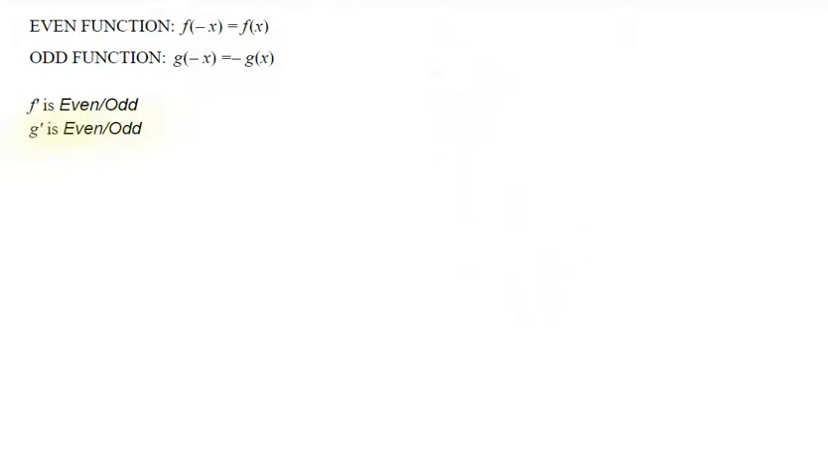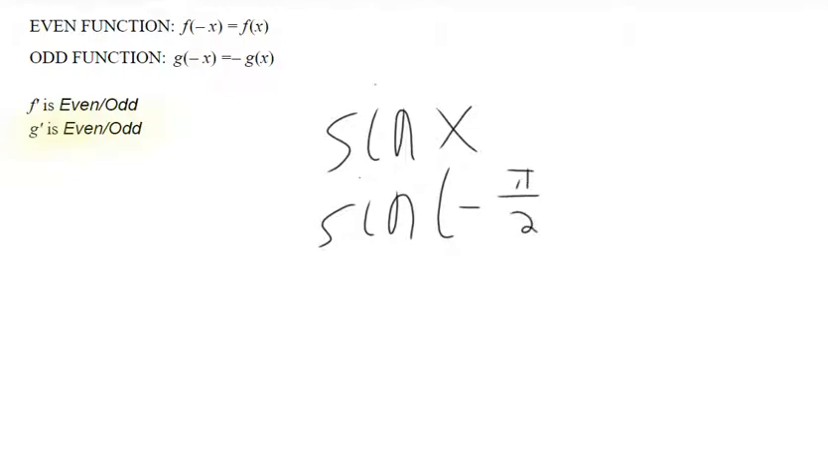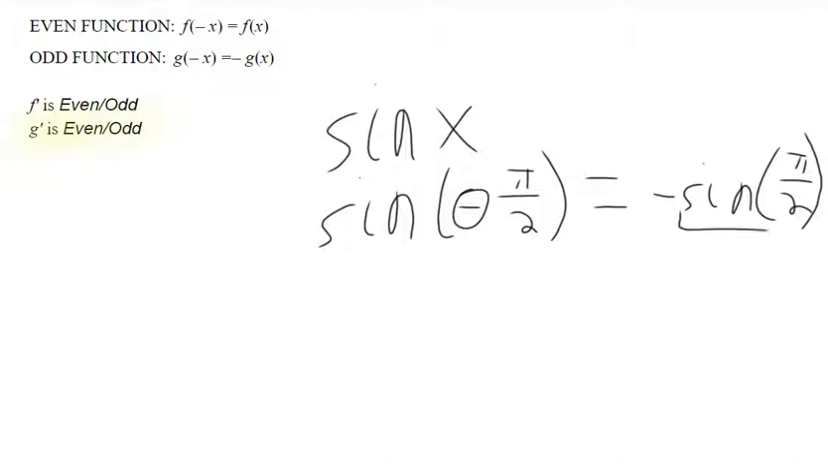And then for an odd function, if I put in a negative value, I can bring the negative on the outside of the function. So an example of that is sine of x is an odd function. So if I put in negative pi over 2, well, sine of negative pi over 2 is negative 1, but I can bring the negative to the outside and rewrite this as negative sine of positive pi over 2. And sine of pi over 2 is 1, and then you have the negative right here.